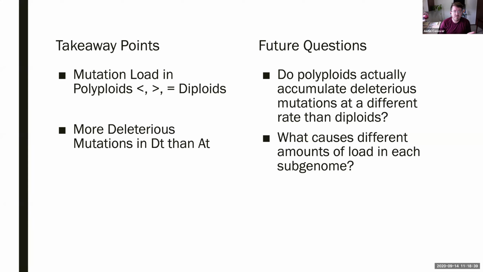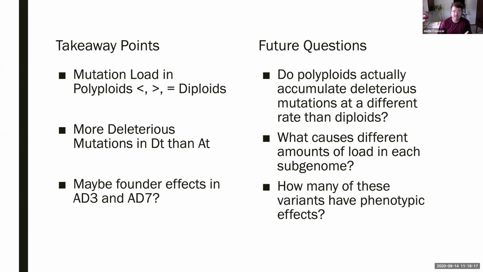Secondly, broadly, we see that there are more deleterious alleles that are fixed in DT than in AT, which is a really interesting phenomenon, and leads to the question, what causes these different amounts of load? Is this a possible stepping stone to bias fractionation in the future, where the DT genome may just accumulate more and more mutational load, and then genes are just lost because they're so deleterious that it's actually beneficial just to get rid of them rather than to actually deal with the load that they carry?